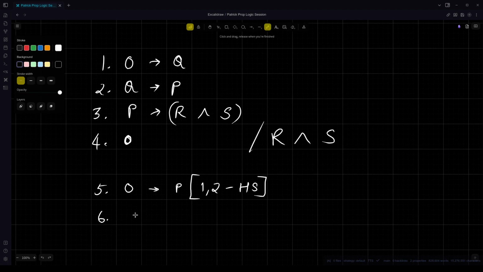So for this one, not too sure. Could we do it on P2 and P3? Mm, yeah. So we get Q implies R and S. Yeah, but you don't need to do that. It's a redundant step.